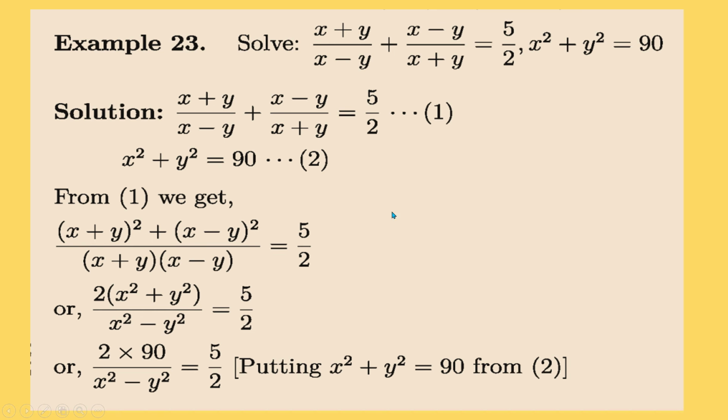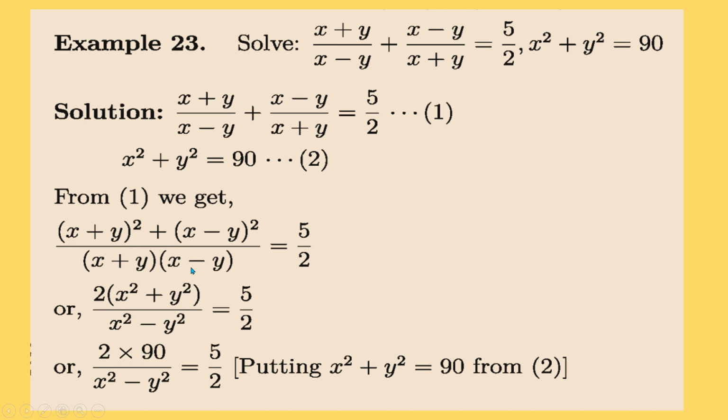Now from 1, the LCM will be (x plus y) into (x minus y). Now (x minus y) cut, as here is (x plus y), so here will be (x plus y) whole square, and here will be (x minus y) whole square. Now this makes the formula (a plus b) whole square plus (a minus b) whole square, which is equal to 2 into (a square plus b square). As here a is equal to x and b is equal to y, so here will be x square plus y square.